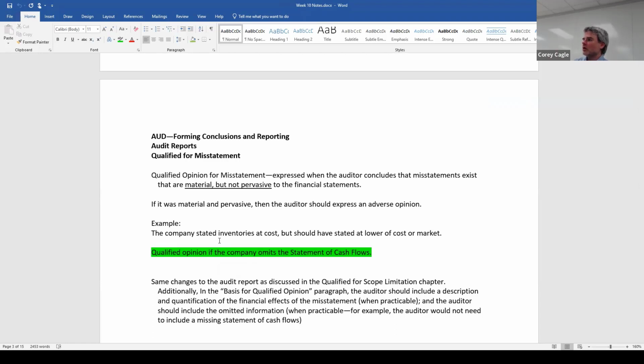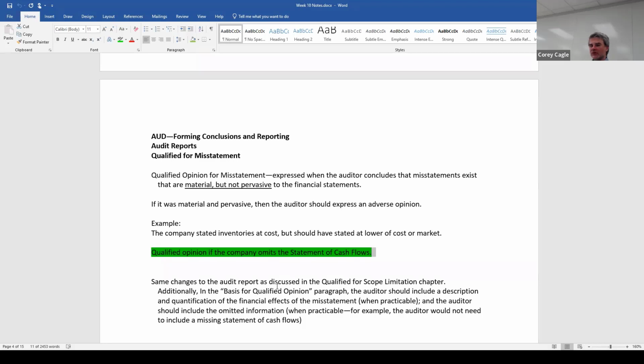Same deal on the report. With a GAAP departure in your report, you'll describe your reason for a qualified opinion, and you'll try to include amounts if possible and practicable, or whatever the effect is. Here's a really good takeaway right here. If there's no statement of cash flows, that is an automatic qualified opinion. It's a good thing to tuck away in your little knowledge bank.